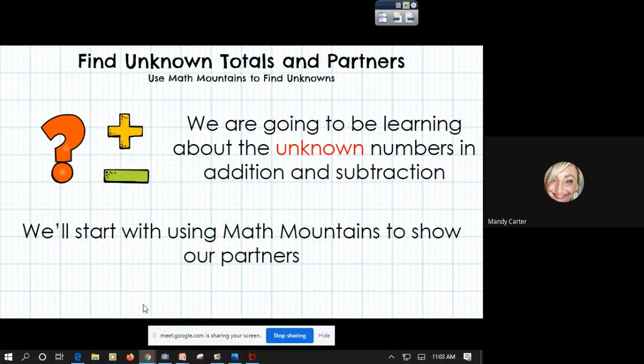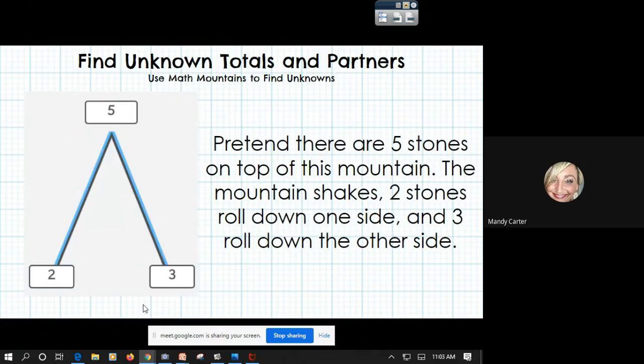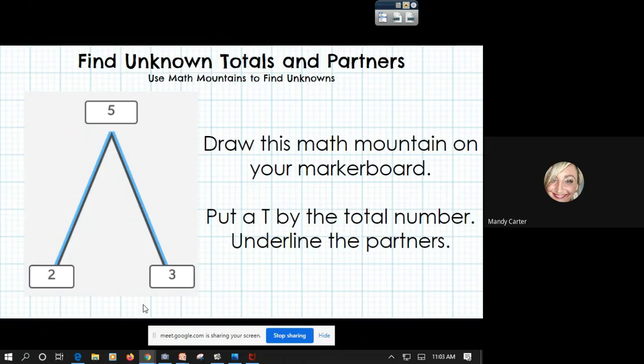So we're going to be learning about the unknown numbers in addition and subtraction, and we'll start using the math mountains to help show our partners. And this is where, remember when I showed you with the blocks, we have the total on top and the partners on the bottom. And you can get out a piece of paper and draw a math mountain and put your total and your partners and just practice identifying the total.